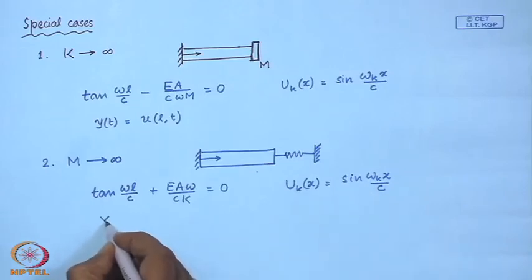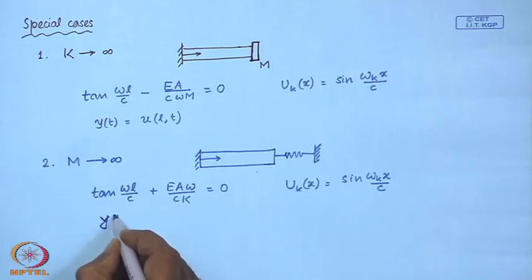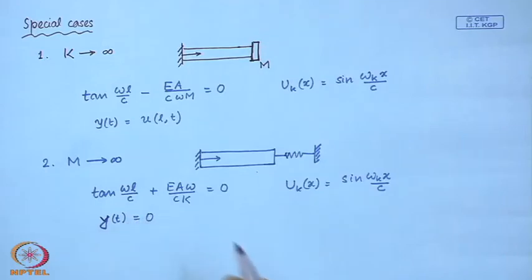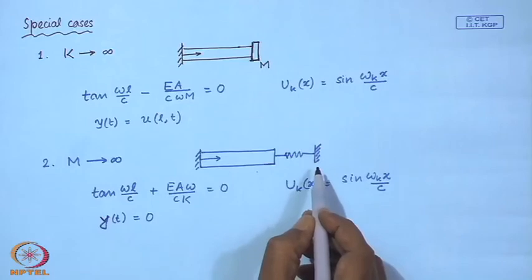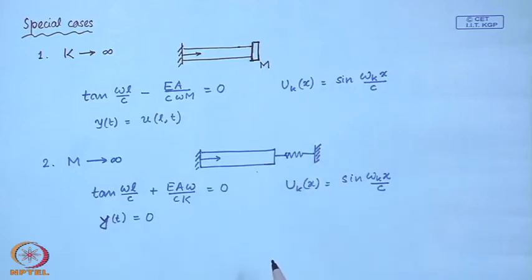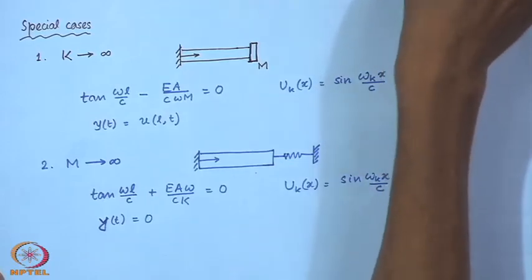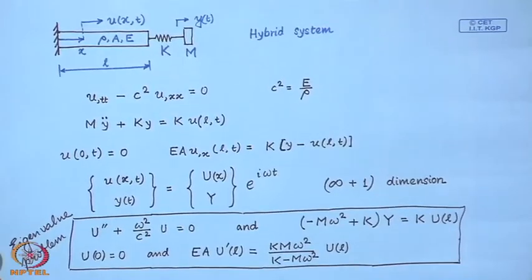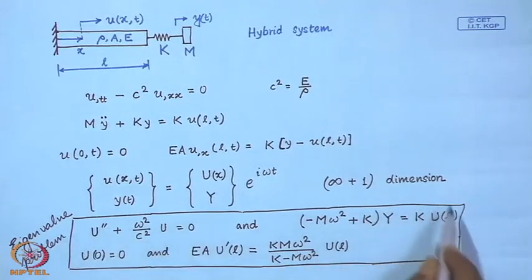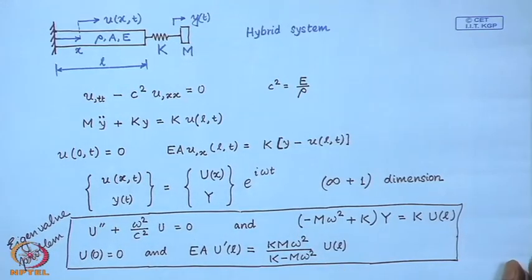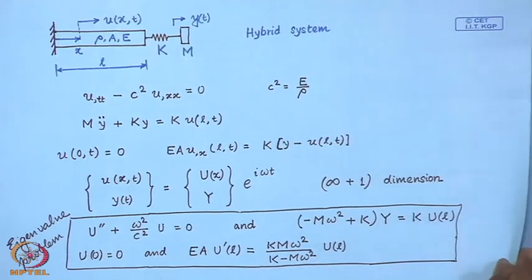In this case, of course, since the motion of the mass vanishes, y of t becomes 0. Now, if you look back at this example that we have discussed, and if you see this eigenvalue problem, you see this boundary condition here is dependent on the circular natural frequency or the eigenvalue itself. So, in this system, the boundary condition is a function of the eigenvalue.